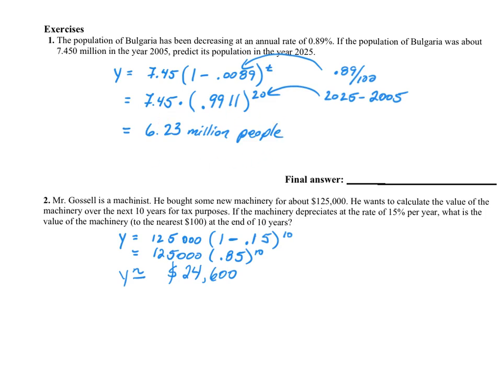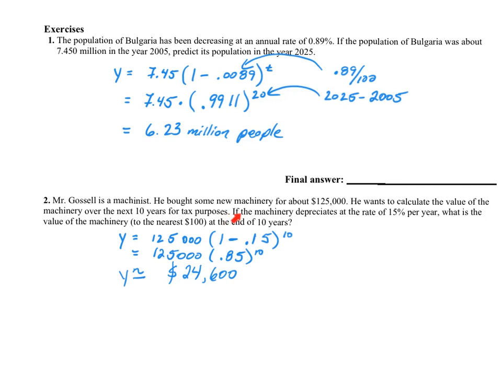Number 2 is exactly the same. Mr. Gossel is a machinist. He bought some new machinery for about $125,000. He wants to calculate the value of the machinery over the next 10 years for tax purposes. If the machinery depreciates at the rate of 15% per year, what is the value of the machinery to the nearest $100 at the end of 10 years?